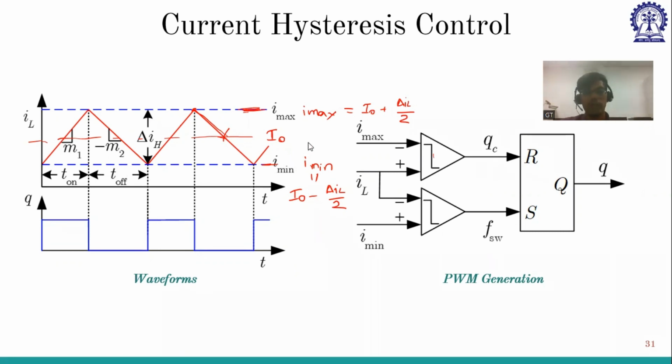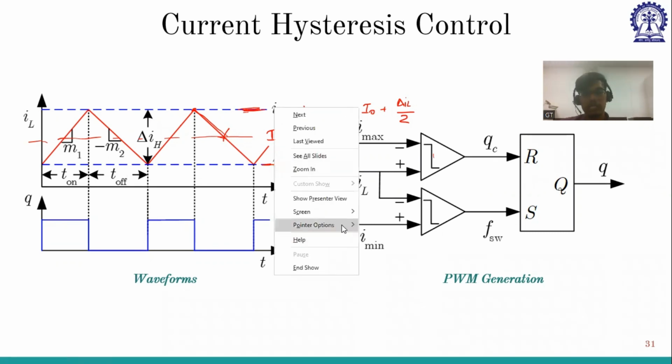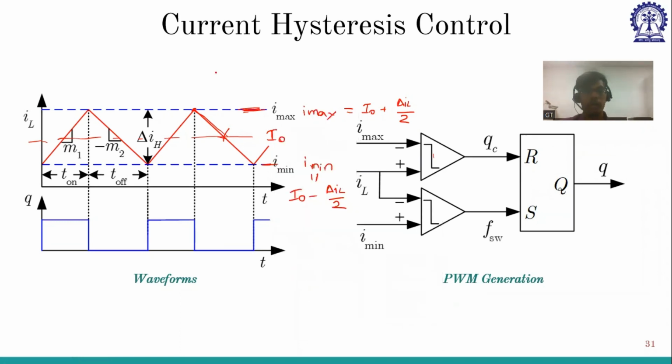Yes. So let us continue. In current hysteresis control, we are fixing the ripple around this I naught, around this average current. We are fixing the ripple I naught plus delta IL by 2, I naught minus delta IL by 2. So whenever this current is hitting this peak, we are turning it off. And whenever this current is hitting this bottom, we are turning it on. So this ripple is being fixed, and you can decide this delta IL. You can either increase or decrease depending upon your requirement.